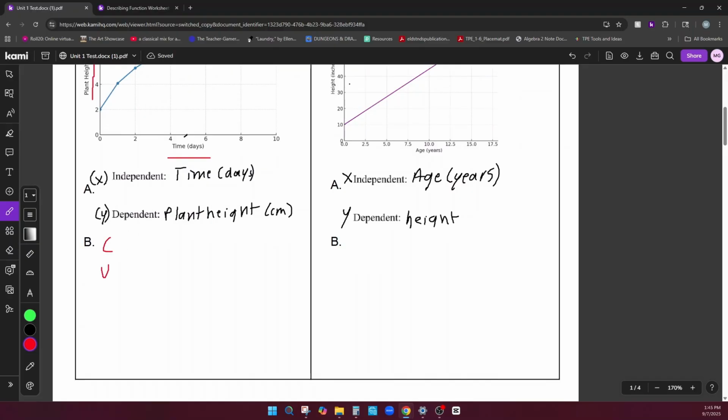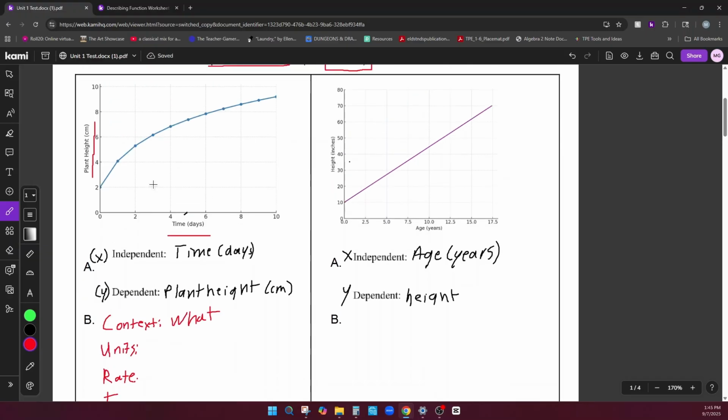So, we have CURT. Of course, it stands for context, units, rate, and time. So, what does each part mean? Well, our context is what is going on, what is being described here. And this is where we're going to talk about our axes labels.